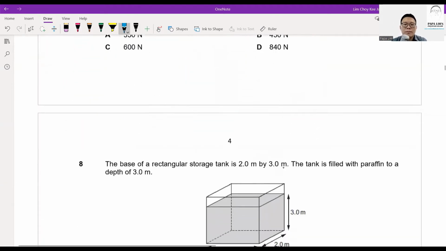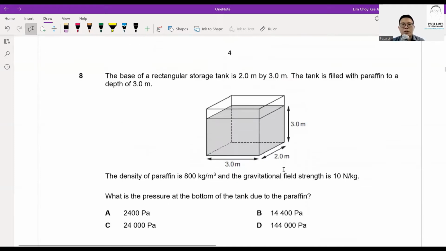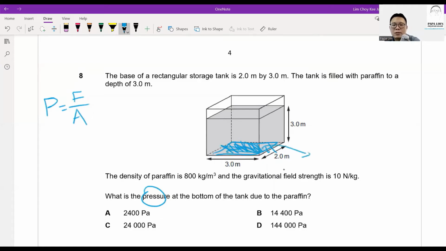So be careful. Number 8, pressure at the bottom. Here I would say is an interesting question, whereby we look at pressure. Pressure is force over area. For this question, it's quite obvious that the area I'm looking at is these surfaces. I will do a simple math and it will be 6.0 meters square. So this will be the area I'm looking at.